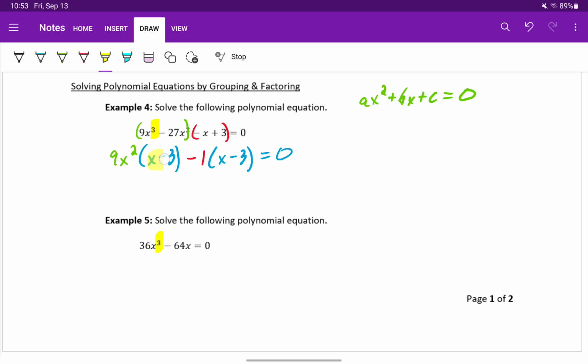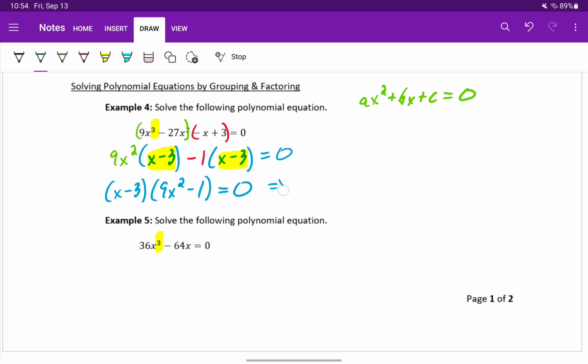We know that we're on the right track because the two expressions that we have left over after pulling out those greatest common factors match, meaning we can factor out x minus 3, which is a factor that's common between these two terms, leaving us with 9x squared minus 1 is equal to 0.